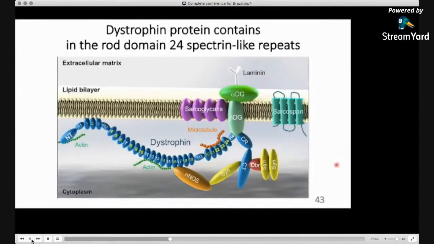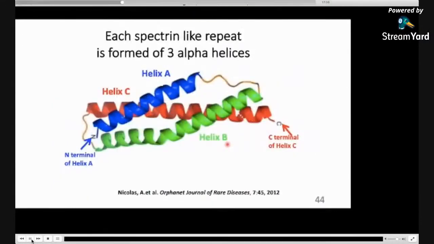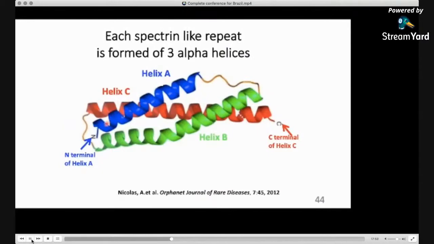This is because the dystrophin protein has a complex structure. Indeed, in its central part, the dystrophin protein contains 24 spectrin-like repeats. Each spectrin-like repeat is made of 3 alpha helices, helix A, helix B, and helix C. Note that helix A is starting on the left side and helix C is ending on the right side. And normally there is a succession of ABC, ABC, ABC.